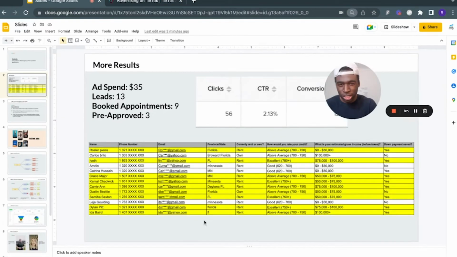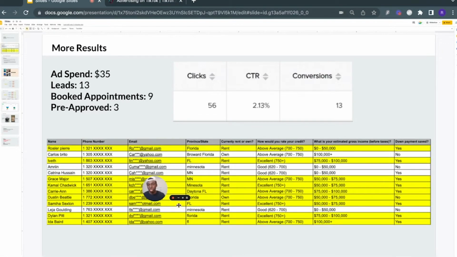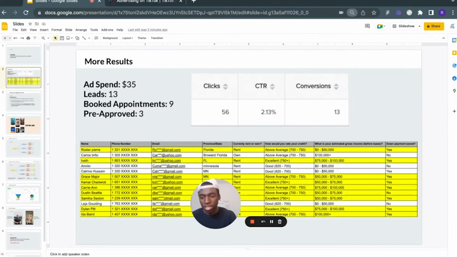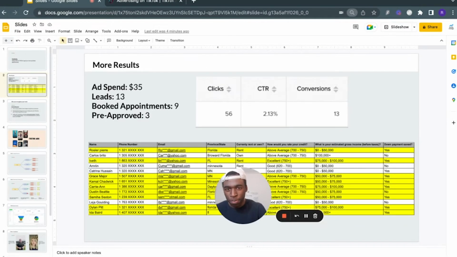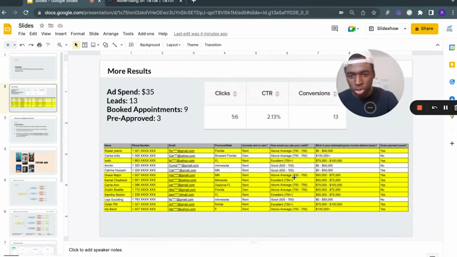Now, if I quickly zoom in here, you'll see that the lead quality actually wasn't too bad as well. Most of these people were renting, and the average credit score here was above 620. And most of these people had a household income which wasn't too bad either. Okay. And most of them had a down payment saved. So if you're not currently running TikTok ads, you're leaving a lot of money on the table because you'll be able to get cheap leads. And, depending on the types of videos that you're putting out, you can attract really decent quality leads as well. So I'll quickly zoom back in here and we can jump onto the following slide, right?